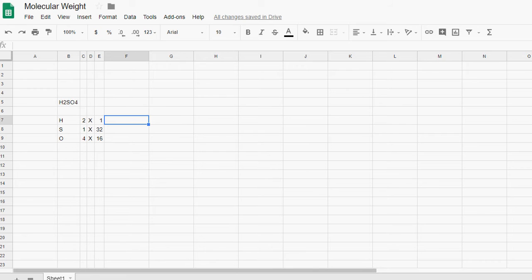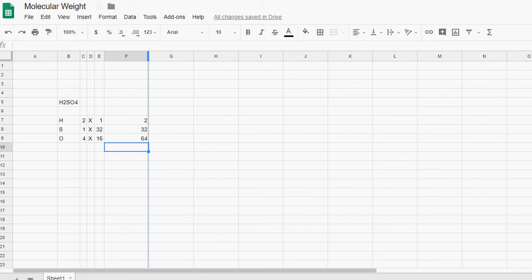Okay, so now what do we have here? Well, we know we have 2 hydrogens and each one weighs 1. So basically, we know 2 times 1. I plug in my calculator. 2 times 1 is 2. That's not really too tricky. And I've got 1 sulfur, and we know that weighs 32 AMUs. So 1 times 32 is 32. And we have 4 oxygens. Each oxygen weighs 16. So the weight of all the oxygen in H2SO4 is 4 times 16, which is 64. If you plug that into your calculator, you find out that that is correct.